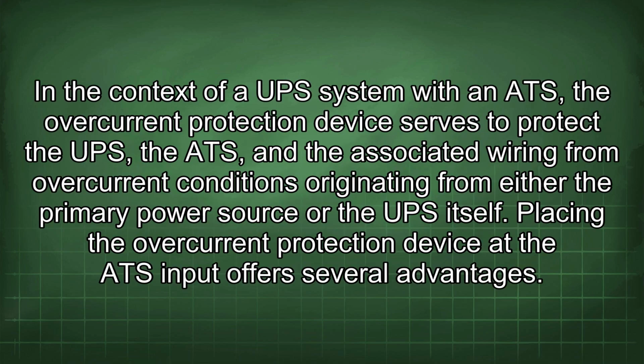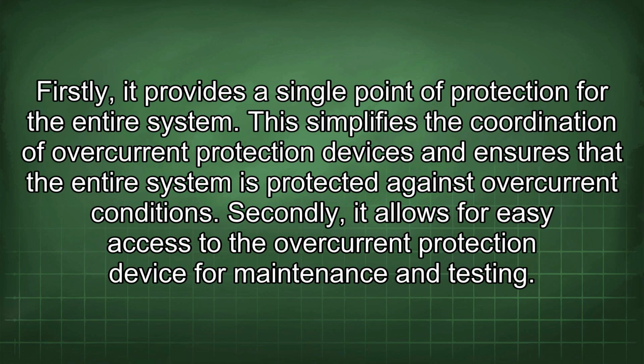In the context of a UPS system with an ATS, the overcurrent protection device serves to protect the UPS, the ATS, and the associated wiring from overcurrent conditions originating from either the primary power source or the UPS itself. Placing the overcurrent protection device at the ATS input offers several advantages. Firstly, it provides a single point of protection for the entire system. This simplifies the coordination of overcurrent protection devices and ensures that the entire system is protected against overcurrent conditions.